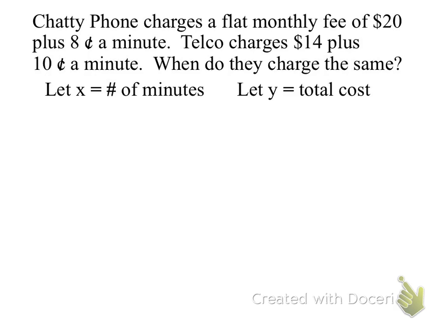How do you write that with variables? 20 plus 8 cents a minute. What do I substitute for minutes? X. Equals what? Y. The total cost, right. So how are you going to write that equation? Y equals 20 plus 8x. But not 8x, because this is 8 cents. 0.08x. Yeah, 8 hundredths x.